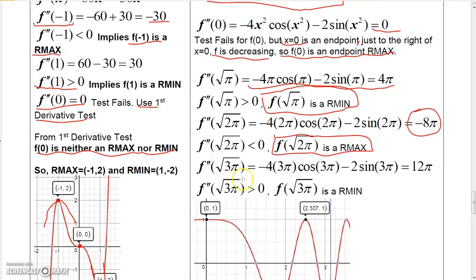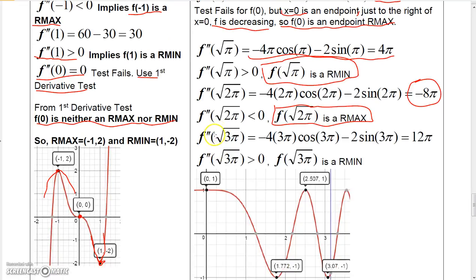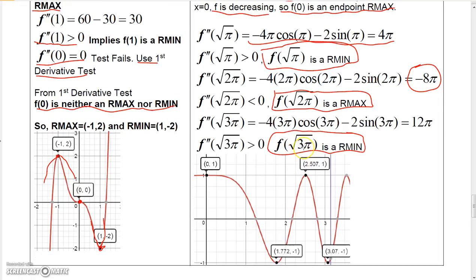And then square root of 3 pi, when I plug that in, I got a positive number. So when I plug that into the second derivative, f of square root of 3 pi is a relative min. And square root of 3 pi is less than pi, technically, so it does fall within the interval.